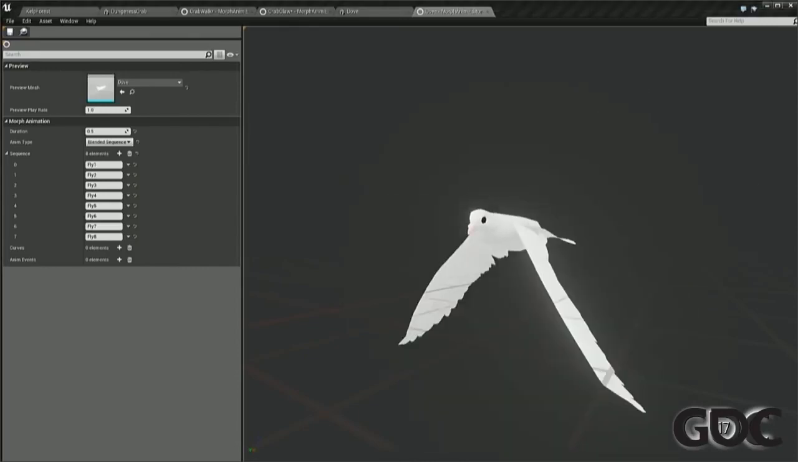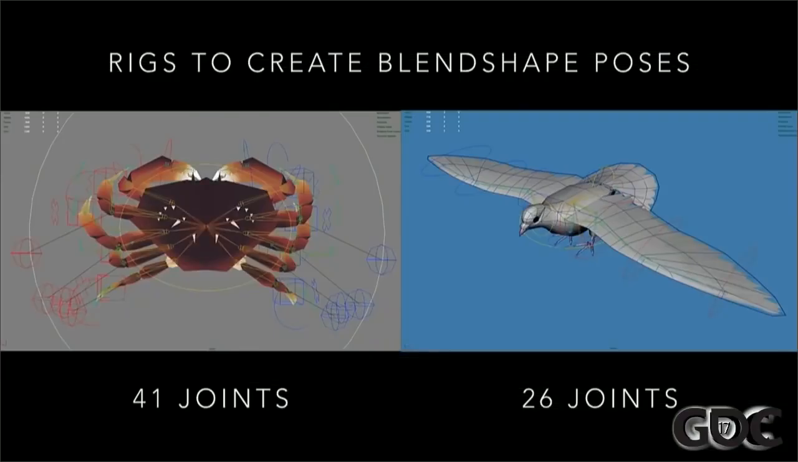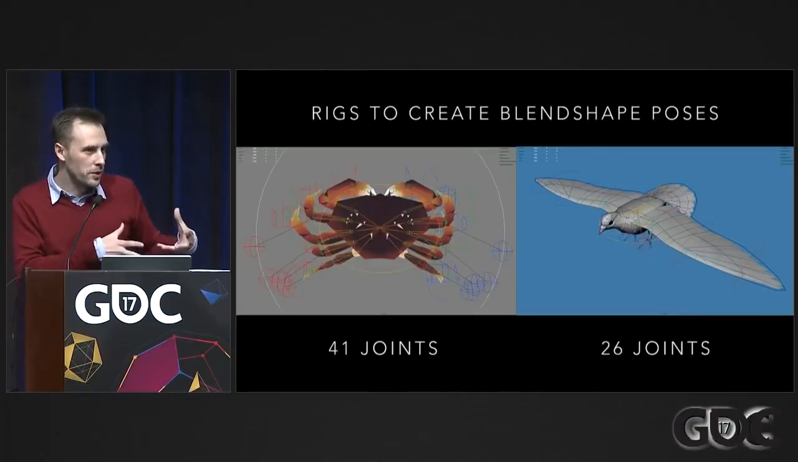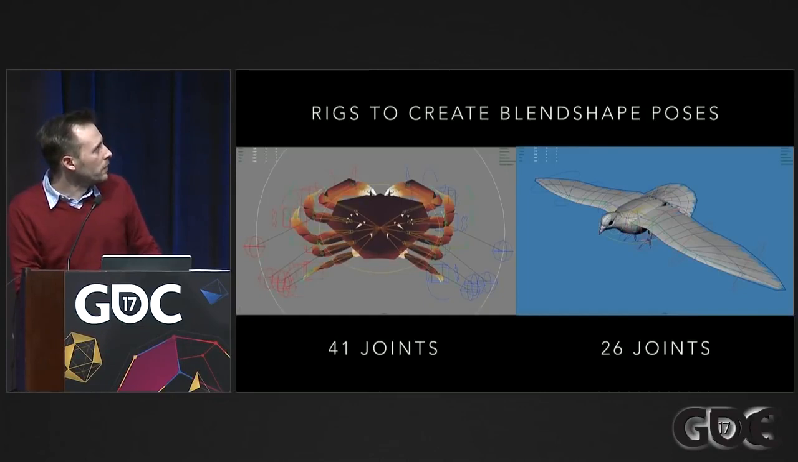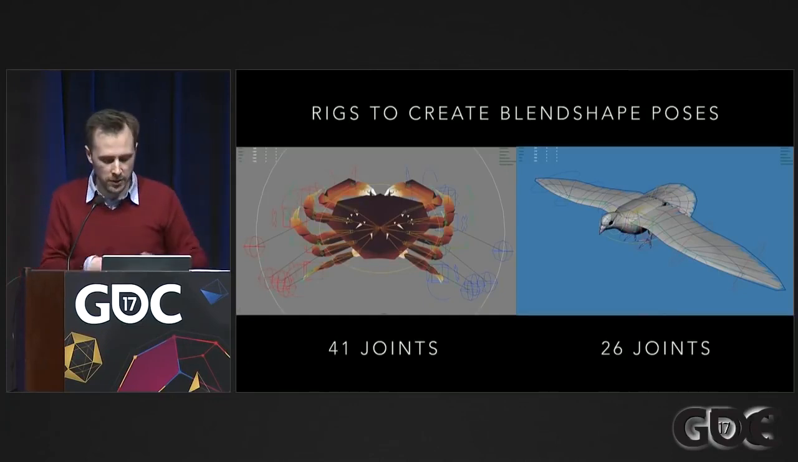And one thing that's kind of interesting is that to actually create those poses for the blend shapes, we created full skeletal rigs just to create those poses. So we saved a ton of joints on these crabs that are tiny. You know, they would have been 41 joints per crab. It's crazy. So big win.